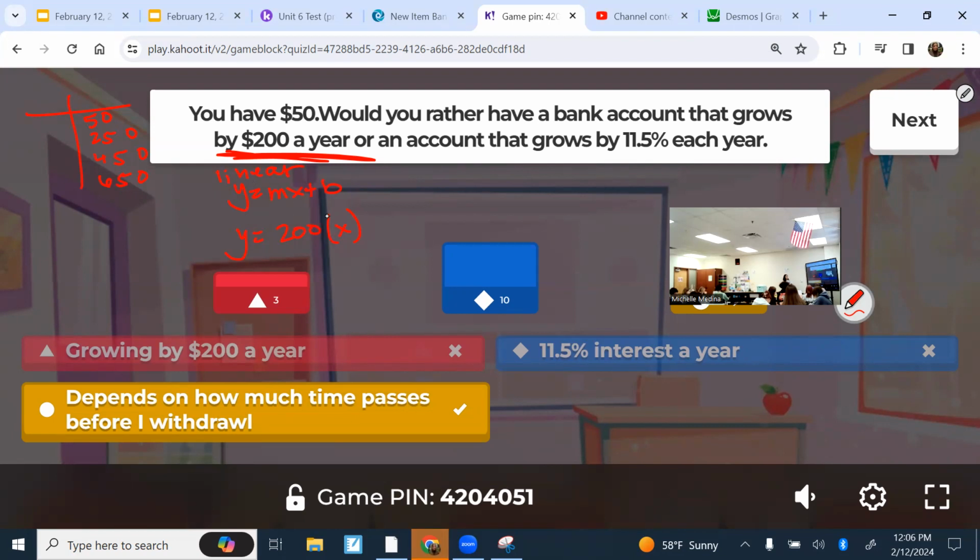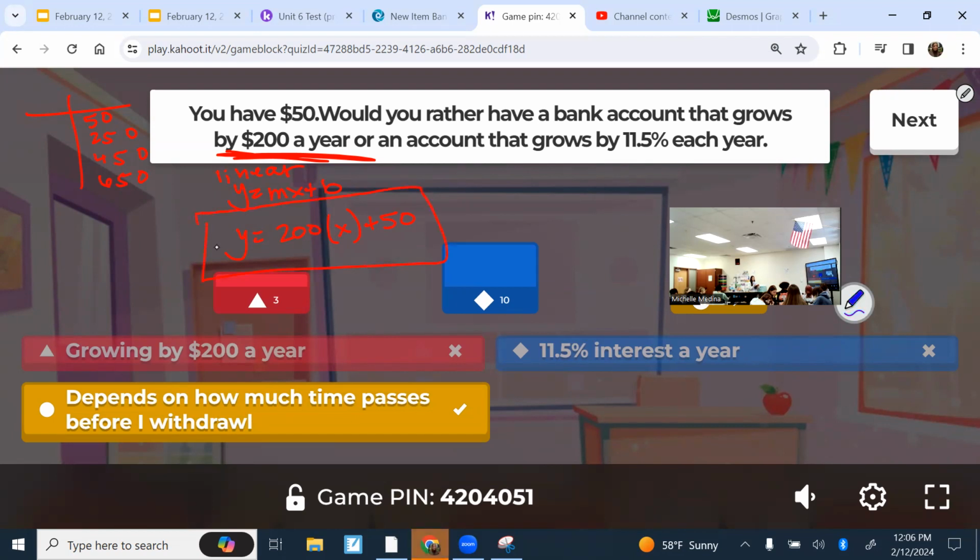Well, 200 is my rate of change. So what other number needs to be involved in this to tell me how much I have? The original value. So your y-intercept for your linear function is also your starting value. Make sense? So that's how you make the equation. That would be 5 points out of 20 right there.